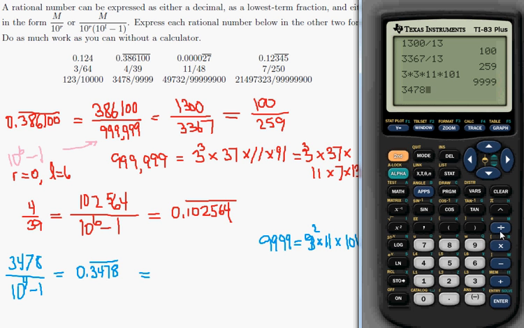3478 divided by 3 does not work. 3478 divided by 11 does not work, and those could have been checked directly. 3478 divided by 101 does not work either. So 3,478 divided by 9,999 is indeed in lowest terms.